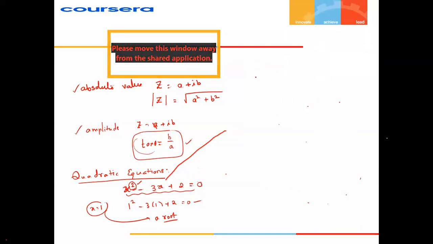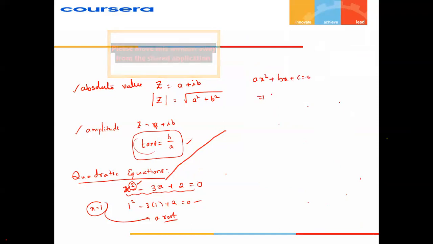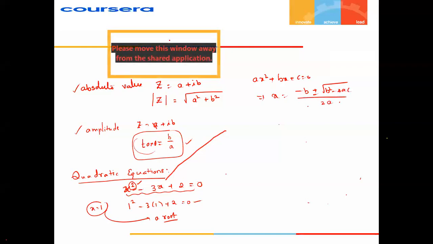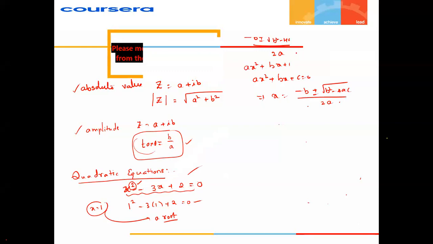So very simple actually. ax² + bx + c = 0, then x = (-b ± √(b² - 4ac)) / 2a. This is the quadratic formula, the Sridharacharya formula. Okay, good. Minus b plus or minus.